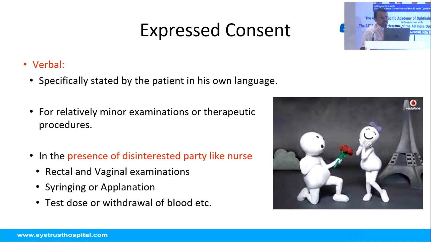Coming to the express consent, verbal, specifically stated by the patient in his own language, for relatively minor examination or therapeutic procedures, like in case of ophthalmology, like syringing, applanation tonometry, gonioscopy, all can be brought under this. You have to tell them that I am going to do this. I am going to touch your cornea, do an applanation tonometry, touch your cornea, do a gonioscopy. I am going to insert a syringe to do a ducting or a syringing, and that is verbal consent. And you need to have a disinterested party like a nurse or a relative with them during that procedure.